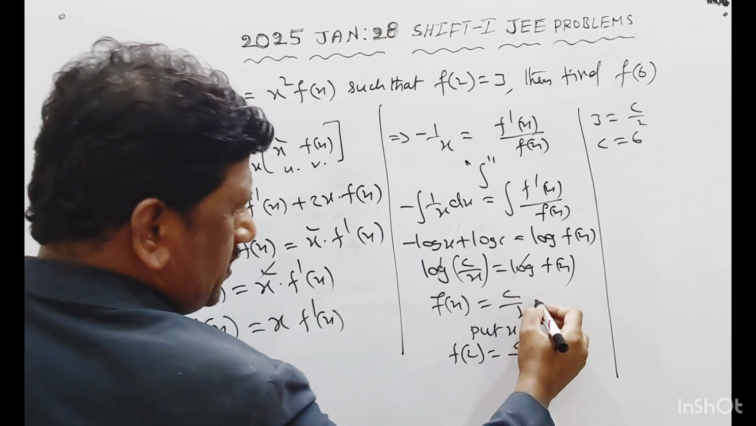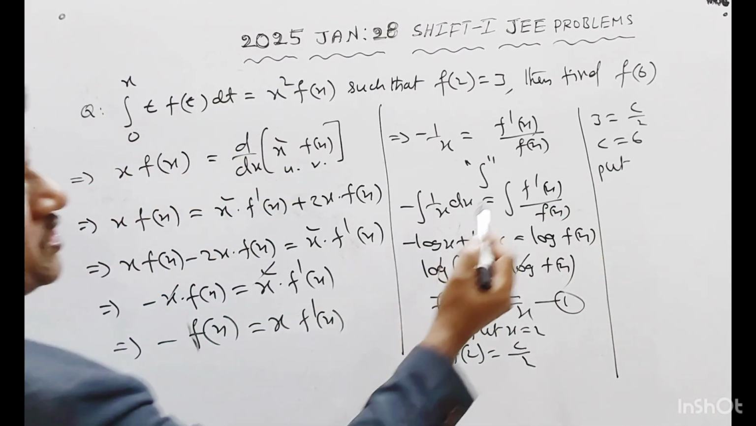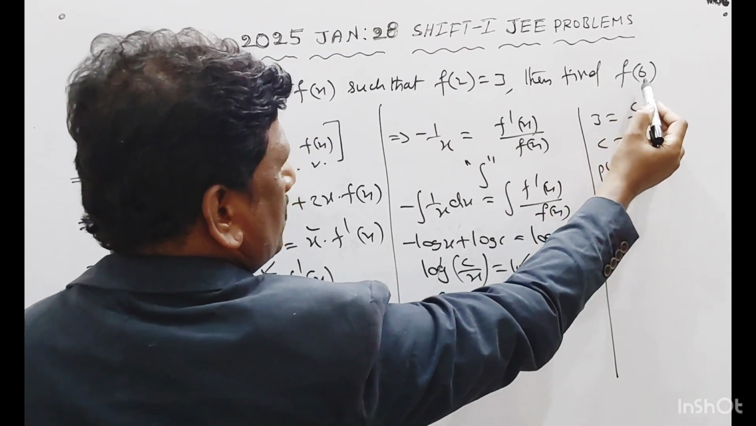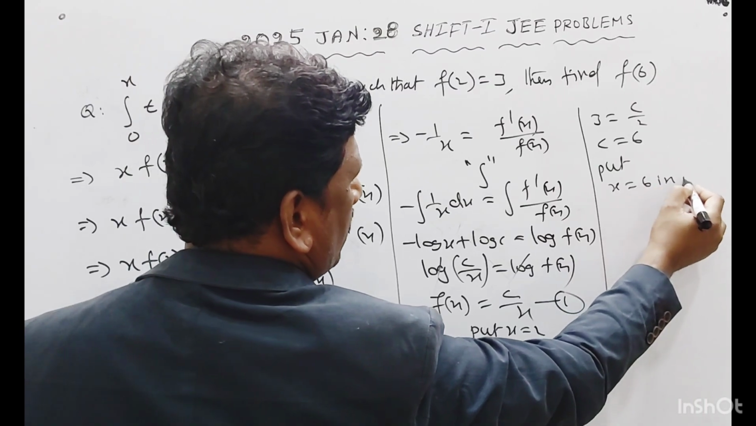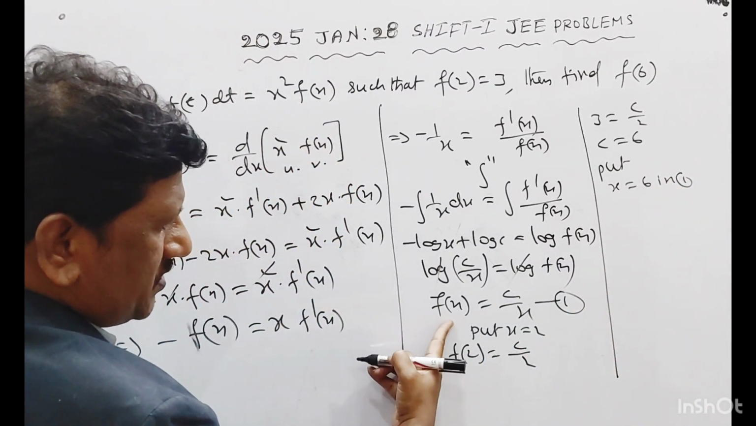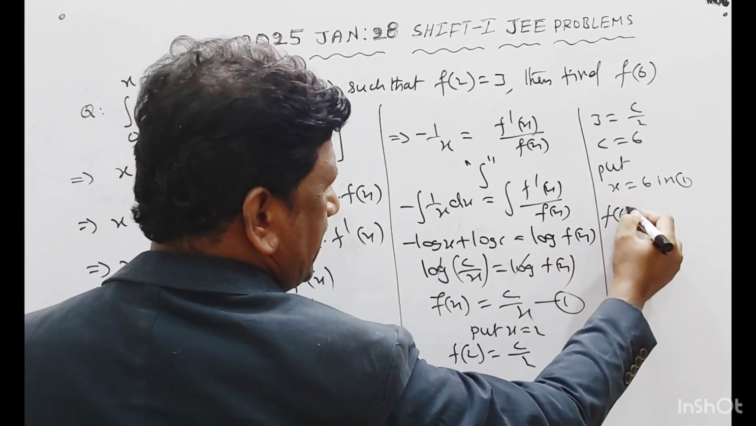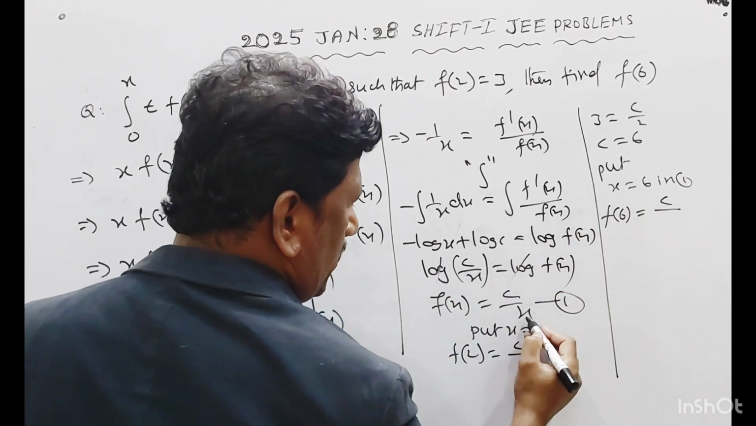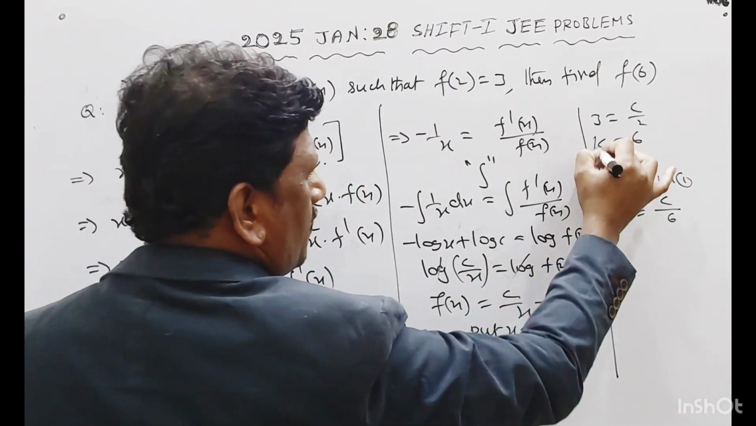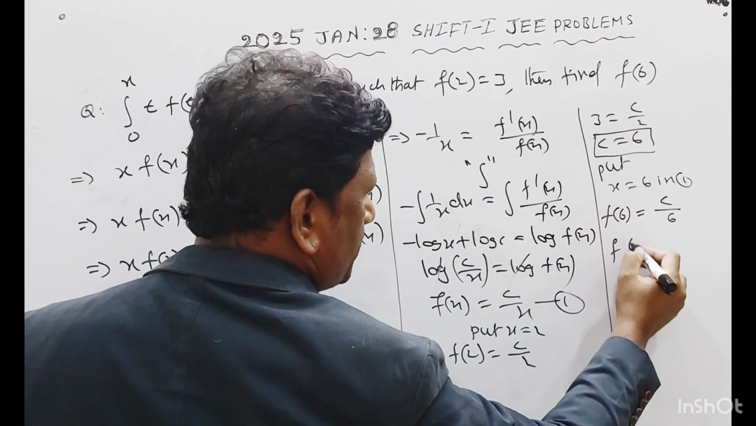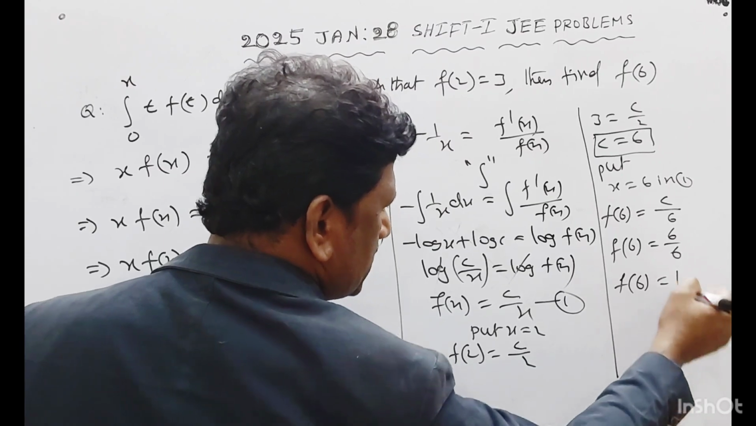Now this is called equation number 1. According to the question we need to find the value of f of 6. That means now put 6 in the place of x in equation number 1, so that you will get f of 6 is equal to c by 6. But the c value we already got, the value of c is 6. That's why f of 6 is equal to 6 by 6. So the value of f of 6 is equal to 1. So this is the answer for this question.